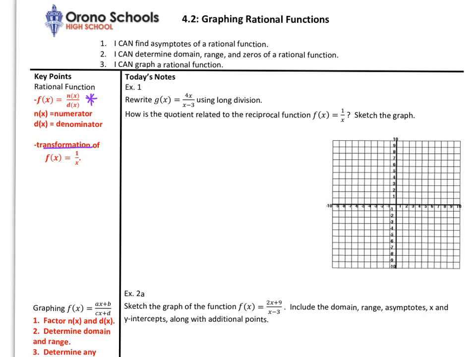Example 1 on the right. Rewrite g of x equals 4x divided by x minus 3 using long division. So as is, g of x represents a rational function. But to show the transformation, we're going to have to rewrite it, showing the transformation left and right, and the possible transformation up and down. So here's what we do. We're going to start off by doing long division.